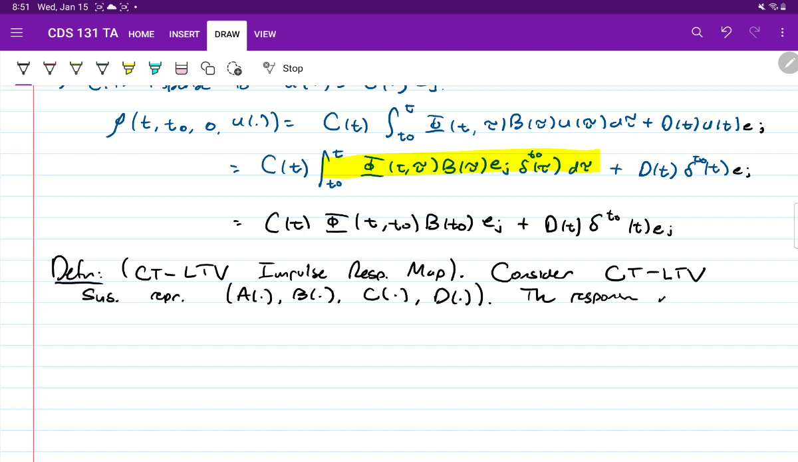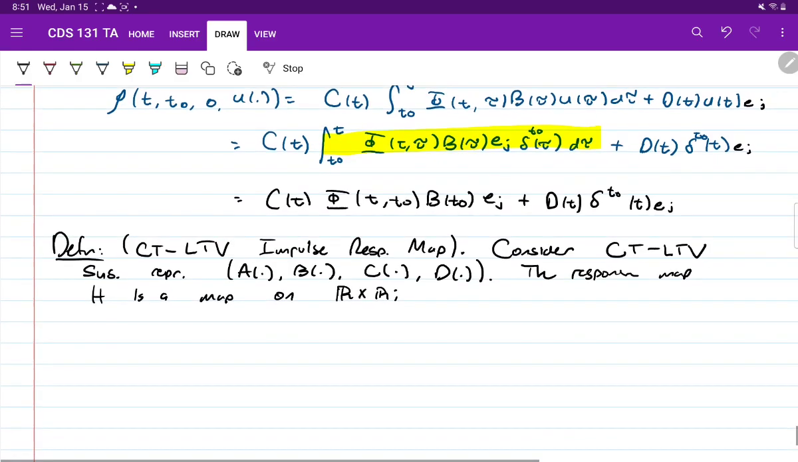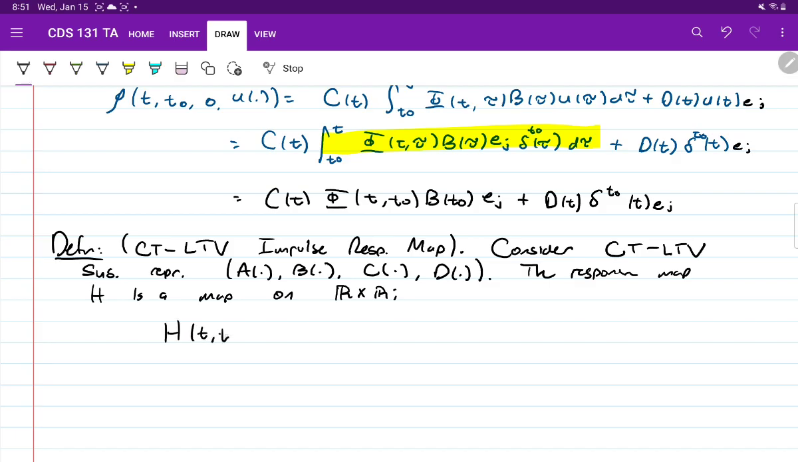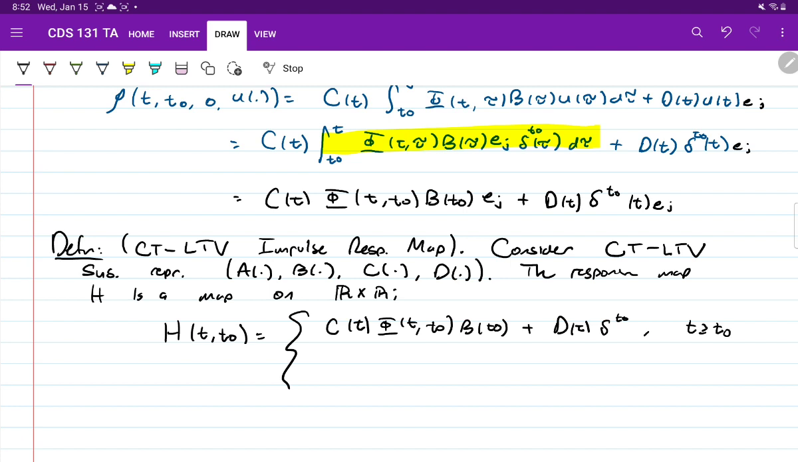The impulse response map, H, is a map on R cross R, defined as follows. H of t comma t naught is defined as C of t, phi of t, t naught, B of t naught, plus D of t times the shifted delta, delta t naught. And this happens when t is greater than or equal to t naught. And then we're just going to define it to be 0 due to causality, if t is less than t naught.